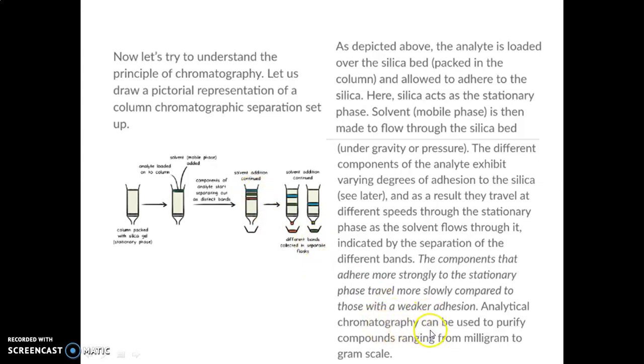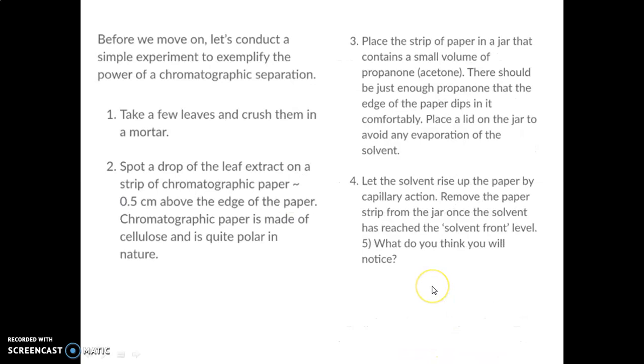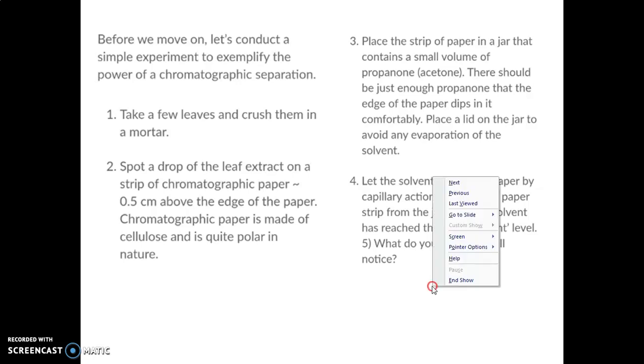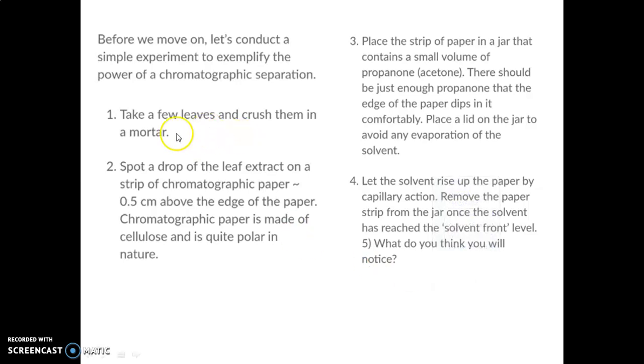Analytical chromatography can be used to purify compounds, particularly ranging from milligram to gram scale. So before we move on, let us conduct a simple experiment to explain the power of chromatographic separation. Take a few leaves, crush them in a mortar, and spot a drop of leaf extract on a strip of chromatographic paper 0.5 cm above the edge of the paper.